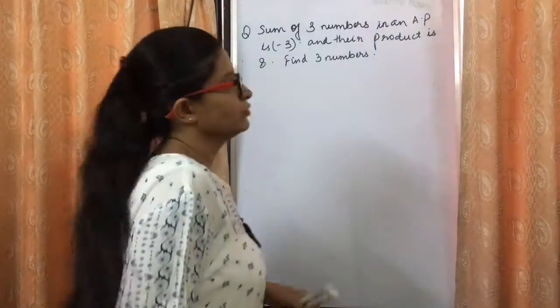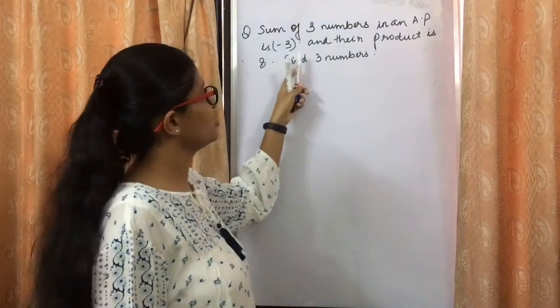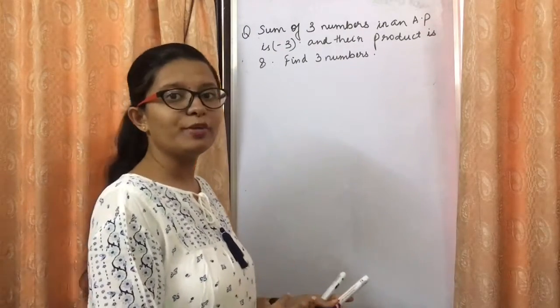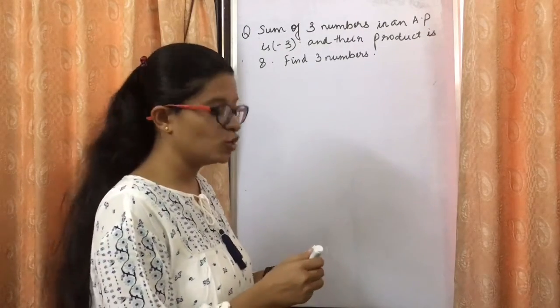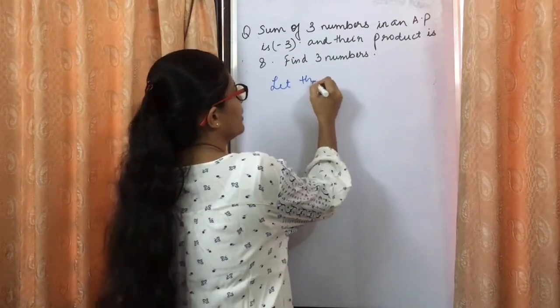Let's see. The question given to us is: the sum of 3 numbers in an AP is minus 3 and their product is 8. Find the 3 numbers. So अभी जो हमने note point पढ़ा उसमें 3 numbers assume करे थे which were in AP. So let the 3 numbers be.